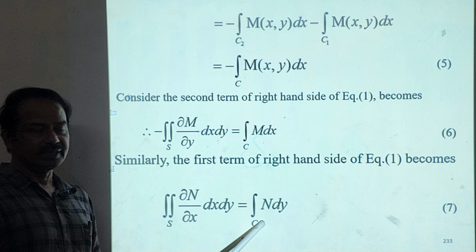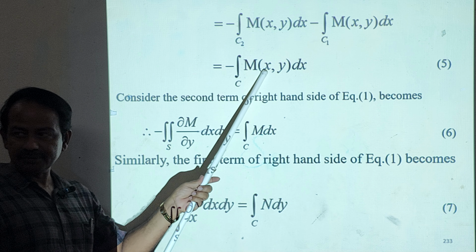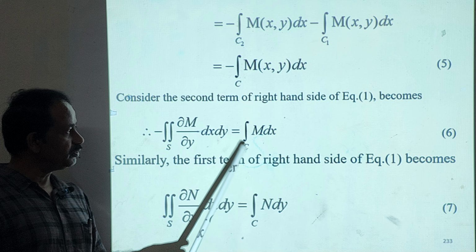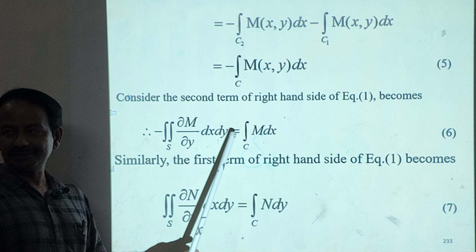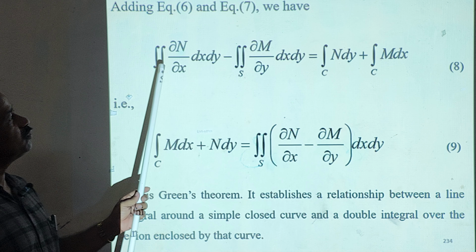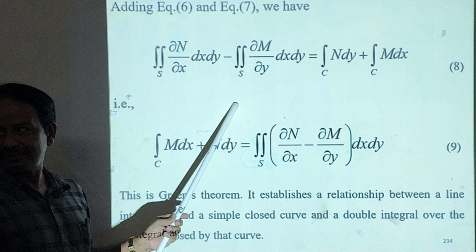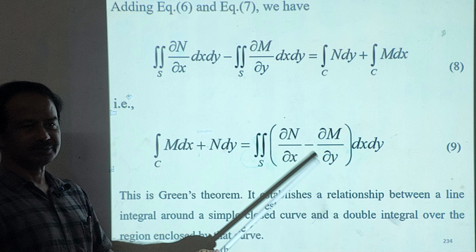You have n dy. Here it is m dy. After the integration you will have m dx. So we have m dx, and here it is n dy. We are going to add these two. When you add these two, you will get like this. I have interchanged this one.